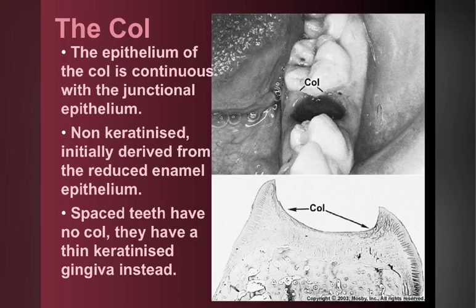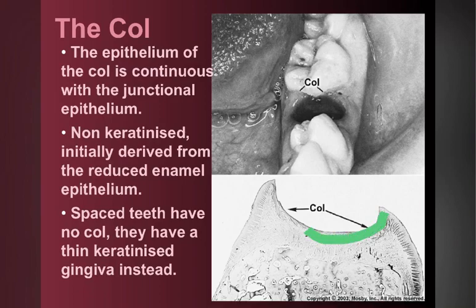The col region, which is here and here, is a depression area. The epithelium of the col is continuous with the junctional epithelium. It's non-keratinized and initially derived from the reduced enamel epithelium. So the epithelium in the interdental col region is very similar to the junctional epithelium.